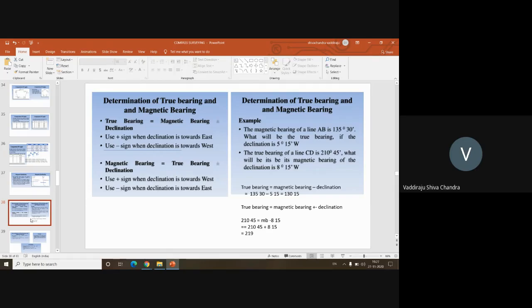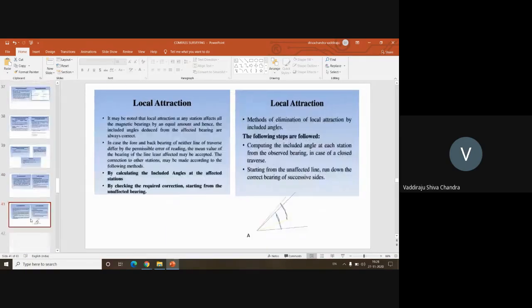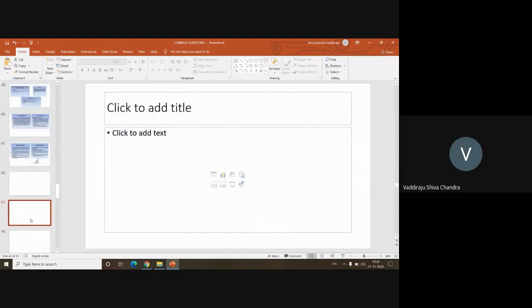Magnetic bearing is equal to true bearing plus or minus declination. If the declination is towards east, add it to the magnetic bearing to get the true bearing. If the declination is westwards, subtract it from the magnetic bearing to get the true bearing. So here I'll stop. Tomorrow I'll take the local attraction class.